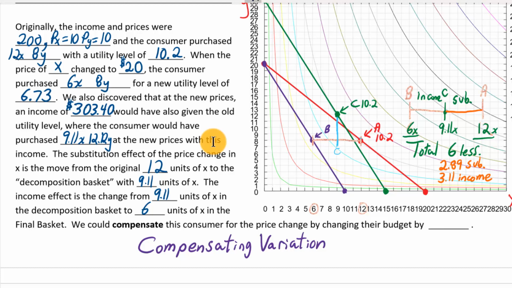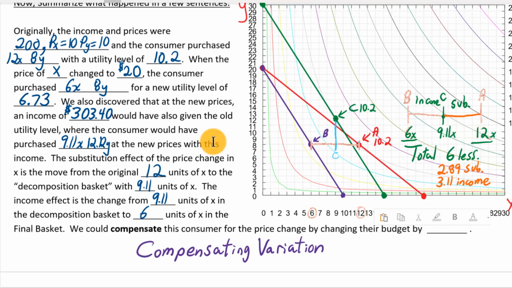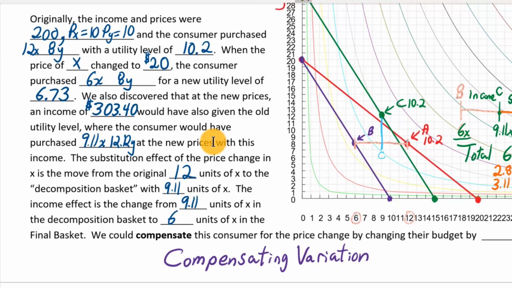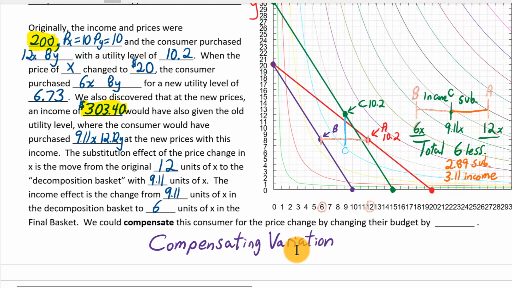Well, in this case, we would have to take the person from their old budget of $200 up to a budget of $303.40. So the compensating variation is how much more money we'd have to give them. In the word compensating variation, the word variation just means change in the budget. Compensating means how much money. Compensating variation, and that would be, looks like $103.40. So $103.40 is how much we'd have to change their budget by to get them back to the old utility level.